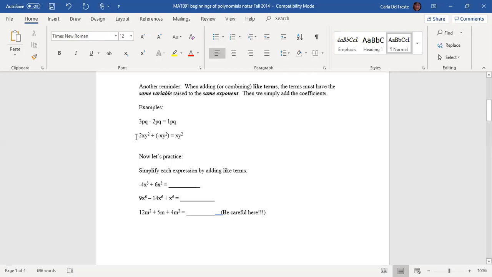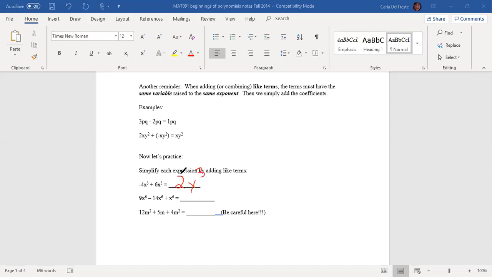If I have 2xy squared plus negative xy squared, I still have xy squared. My variables look exactly the same. And so I add 2 and negative 1, and that's how I get a 1 xy squared, or just an xy squared. So now we're going to practice combining like terms. If I have negative 4x to the third plus 6x to the third, first of all, I can identify that they are like terms because I have x to the third and I have x to the third. And I want to add negative 4 plus 6. Negative 4 plus 6 is 2x to the third.